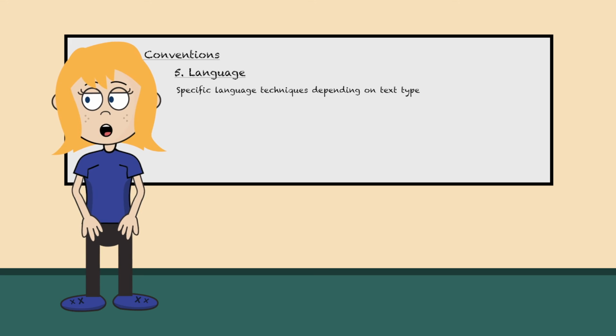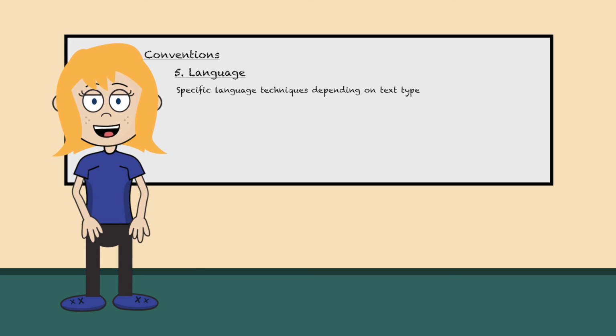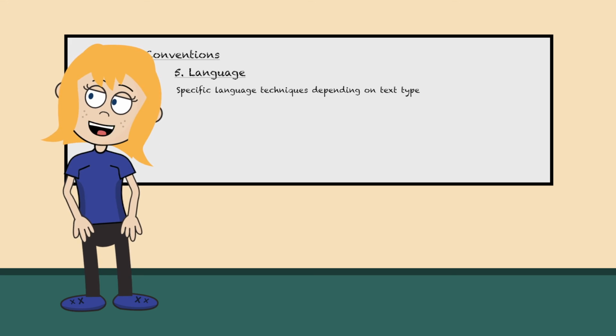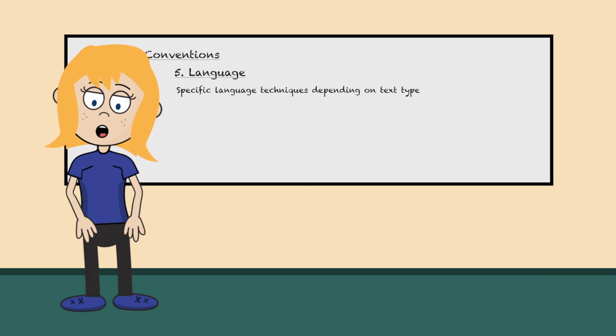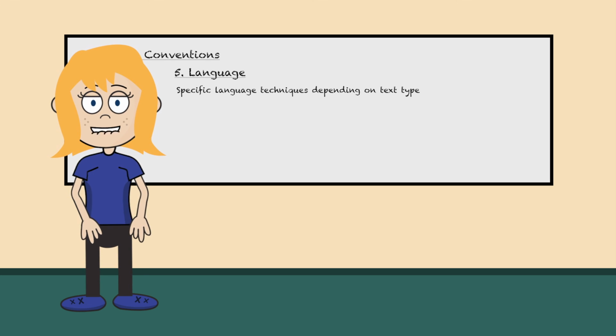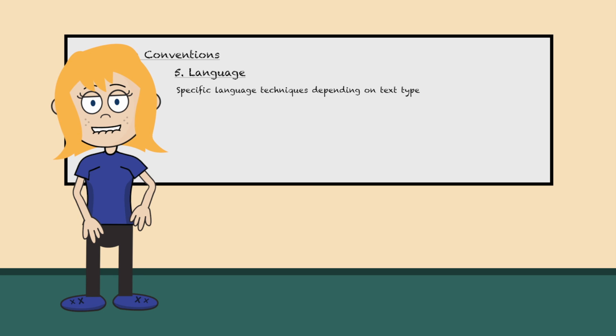And finally, we have our language. Language is very specific to the text type we are studying. If we are studying a novel, we are looking for a combination of dialogue and narration. And in a poem, we are looking for poetic devices. In a screenplay, we're mainly looking for dialogue.